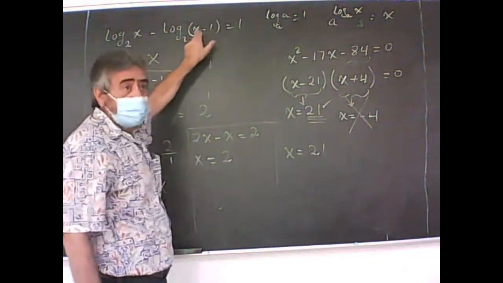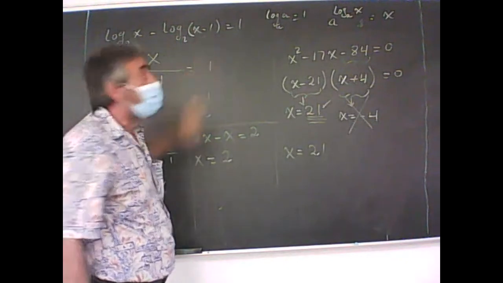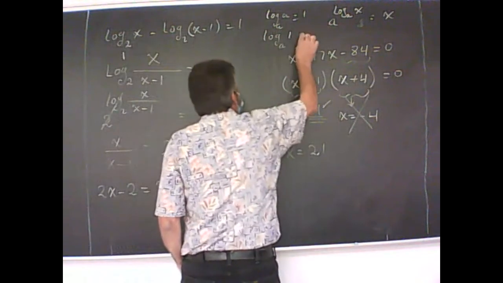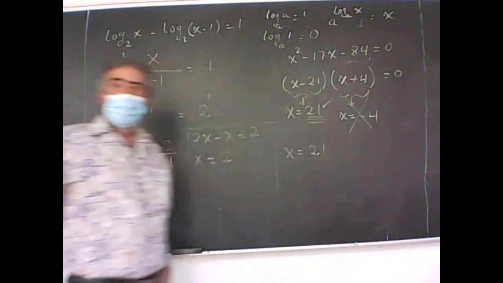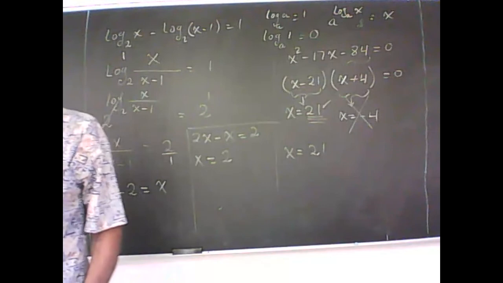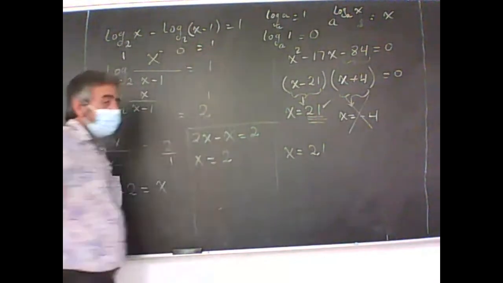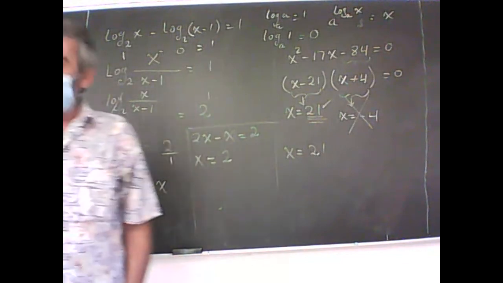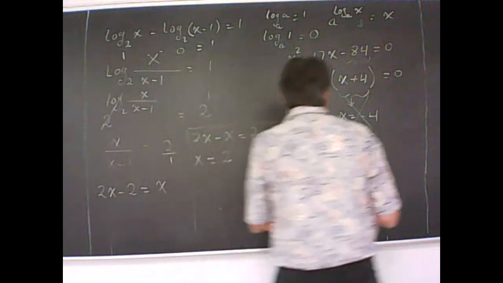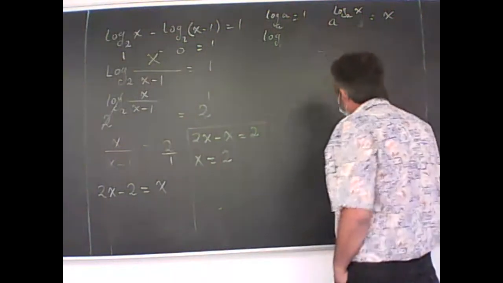Log base 2 of 2 minus 1 is log base 2 of 1, right? So what's the log of 1? Log base a of 1 equal 0. That's all the time. Doesn't matter what the base is. So in this case, 1 minus 0 equals 1. That looks like a true statement. I think these are most of the types of logarithmic equation that you could have.